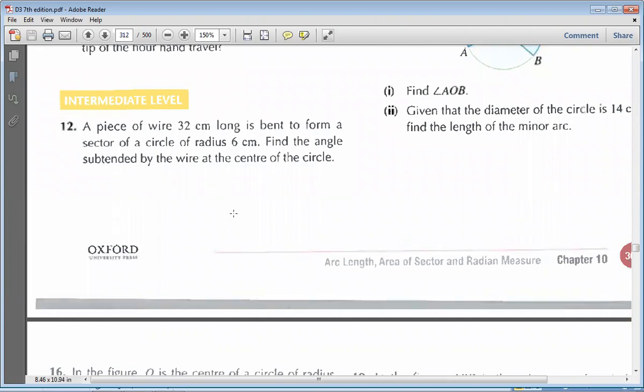A piece of wire 32 centimeter long is bent to form a sector of a circle of radius 6 centimeter. Find the angle subtended by the wire at the center of the circle. Okay, so here we have a wire, we've bent it and formed a sector whose radius is 6 centimeters. So we have to find the angle subtended at the center by this arc.